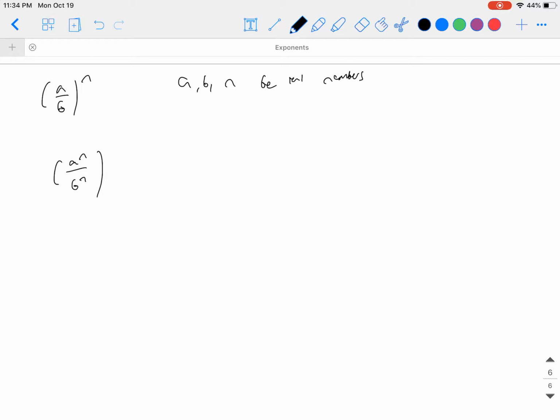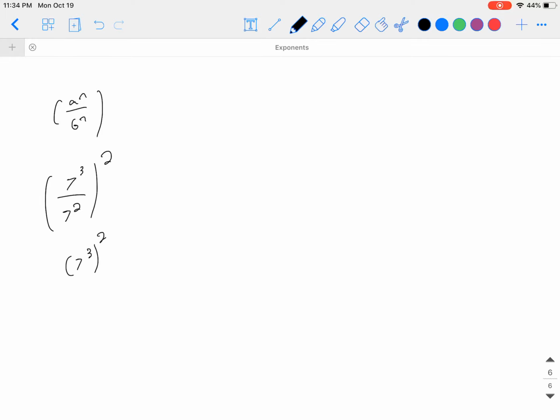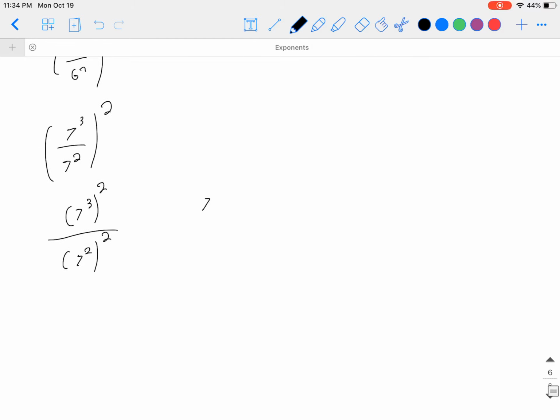So, for example, let's take 7 cubed over 7 squared, all squared. What we would want to do here is we would do 7 cubed squared over 7 squared squared. And this would give us 7 to the 6th over 7 to the 4th, which equals 7 squared.